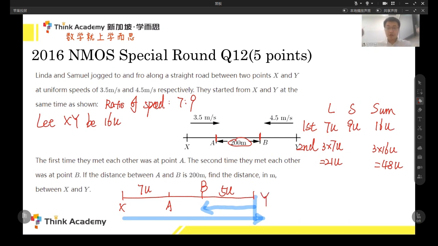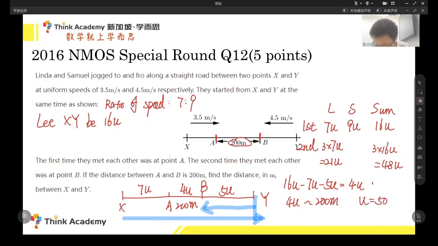Then we know that the total distance is 16u. So 7u here, 5u here. What is the distance between A and B? It should be 16 minus 7 minus 5, which is 4u. And we know that the distance between A and B is 200 meters. So 4u equals 200 meters, which means 1u equals 50 meters. Then XY is 16u, so the distance of XY is 50 times 16, which is 800 meters.